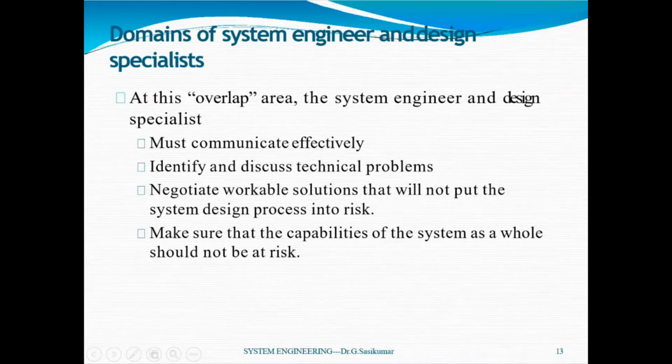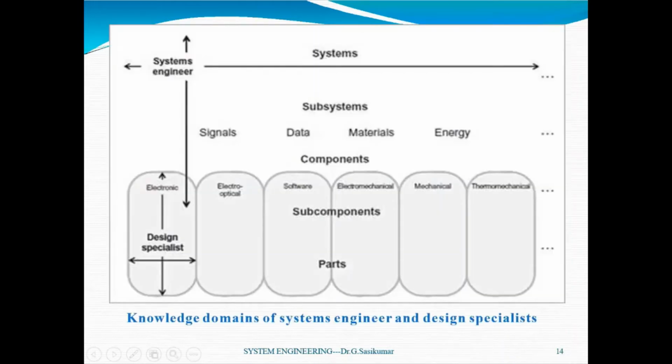Being a good specialist in system engineering, the first point is you have to communicate, and you have to be able to identify problems and negotiate the solution, and you should not put the system design process at risk. So this is a typical architecture or design of knowledge domains of a system engineer and design specialist.